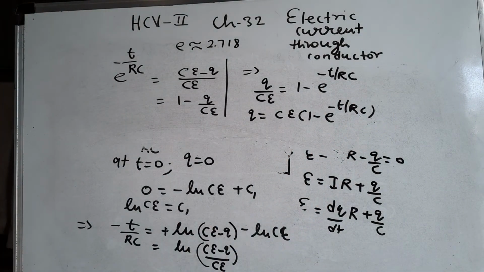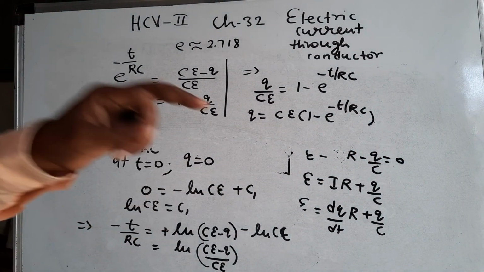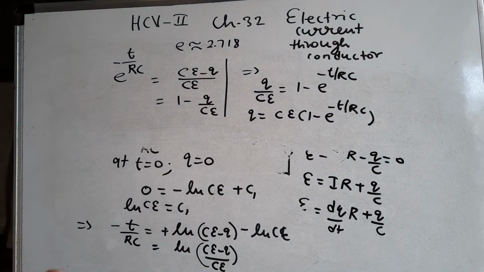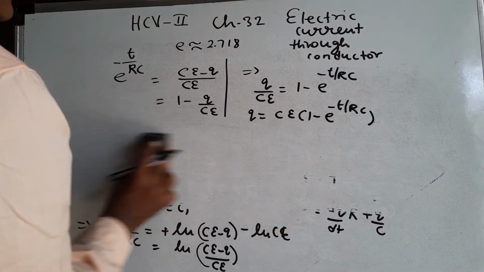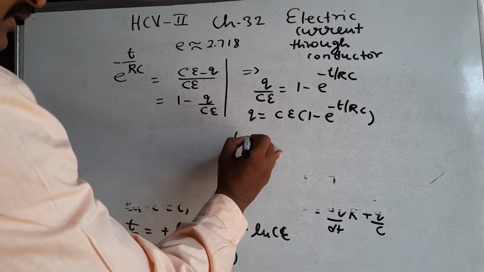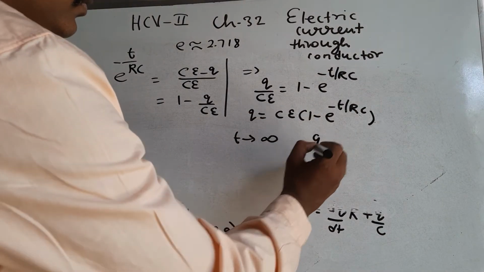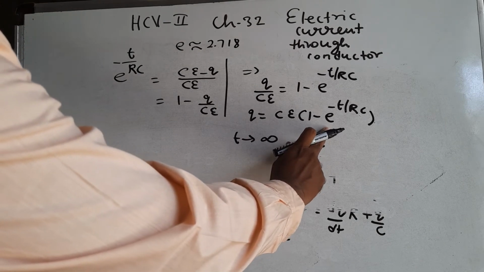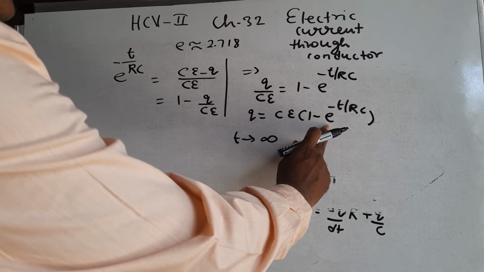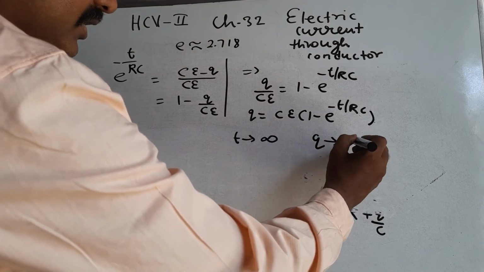So you can see here I am getting the equation for charge, and this equation tells us that as time increases the charge also increases, and if you put t tends to infinity, your q, you can see e power minus infinity tends to 0. So therefore 1 minus 0 is 1, 1 into Ce will be Ce. So q will be tending towards Ce.